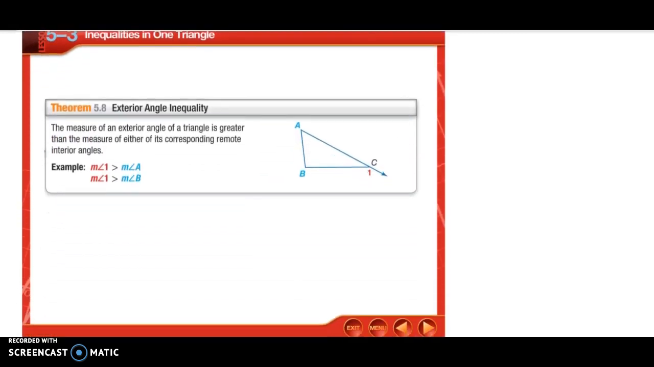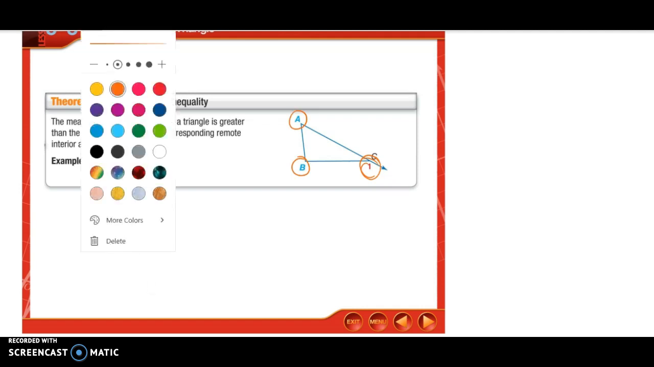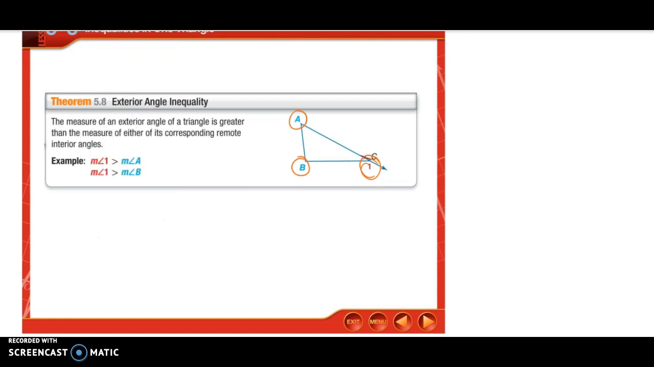Alright, inequalities in one triangle. The measure of the exterior angle, this is the exterior angle, is greater than the measure of the corresponding remote interior angles. Remember, those are the remote interior angles because they're all the way across on the other side. Another characteristic to remember is that the exterior angle happens where one of the sides of the triangle extends way out, and it's on the outside of that triangle.